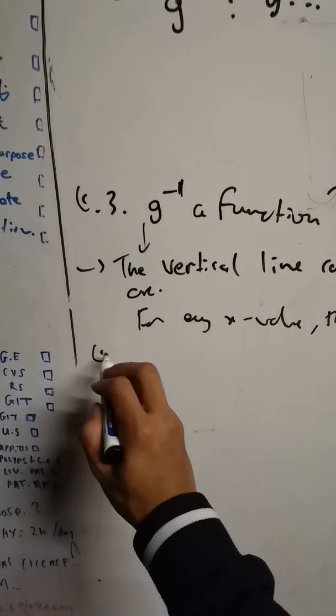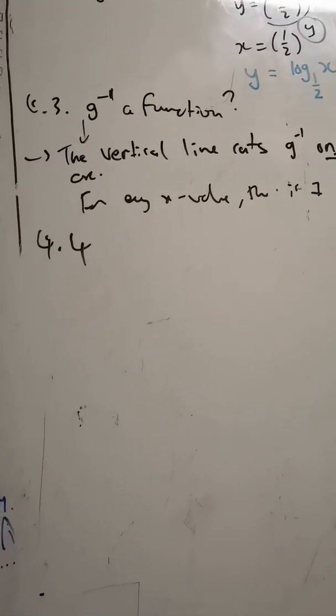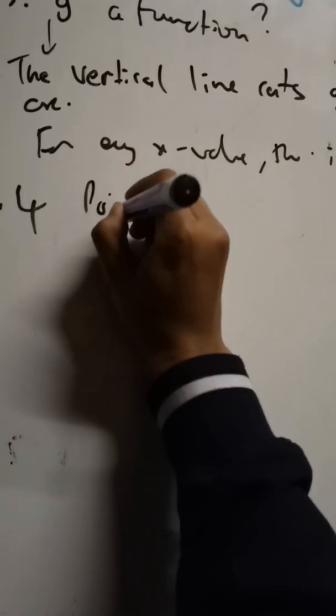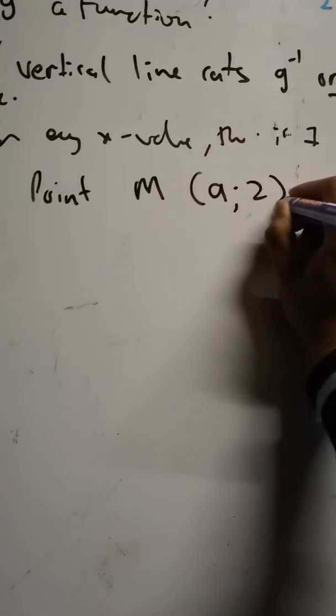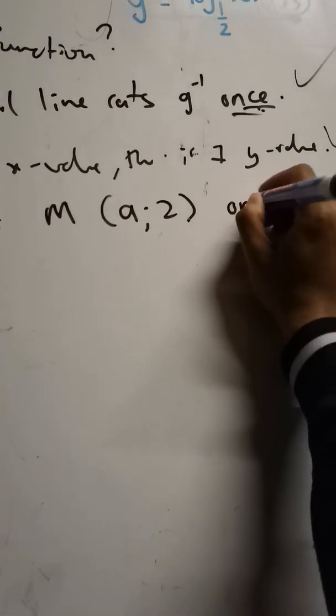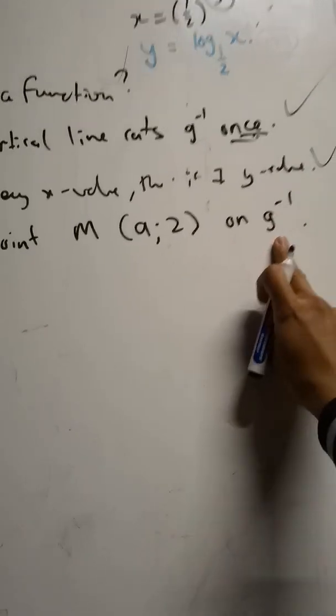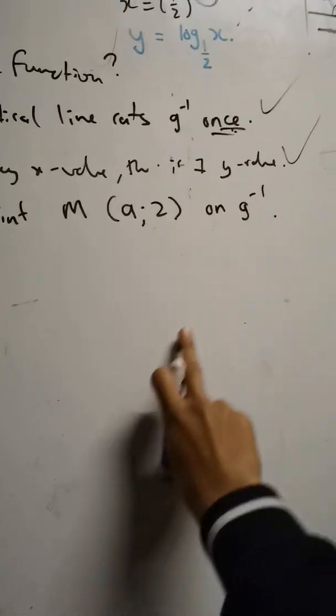So let's go to 4.4. For 4.4, they say the point M, which is (a; 2), lies on the inverse. So it lies on g to the negative 1.